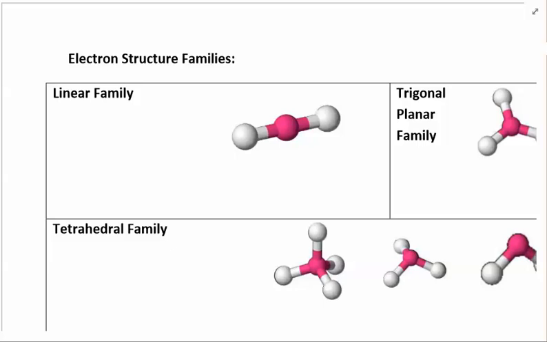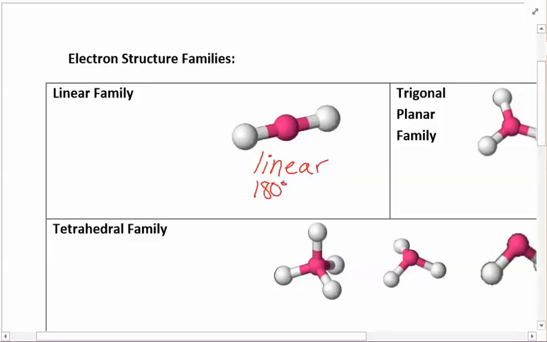So the first shape we have is in the linear family. We refer to this shape as linear. Notice it's a straight line, so it has a bond angle of 180 degrees. We're going to be taking a look at bond angles of all of the shapes today. The ones that I'm going to include on this little chart are the ones that you'll be responsible for. So for the linear family, it has a 180 degree bond angle, and the other thing to point out is the polarity of it. So this is a substance that is nonpolar.